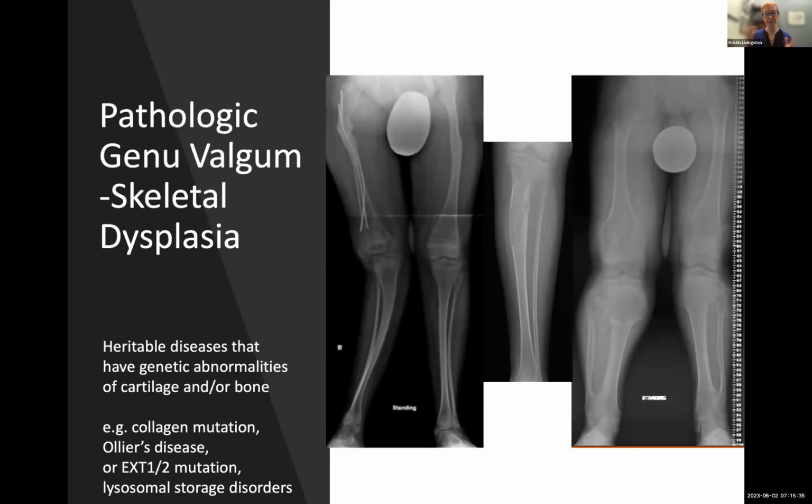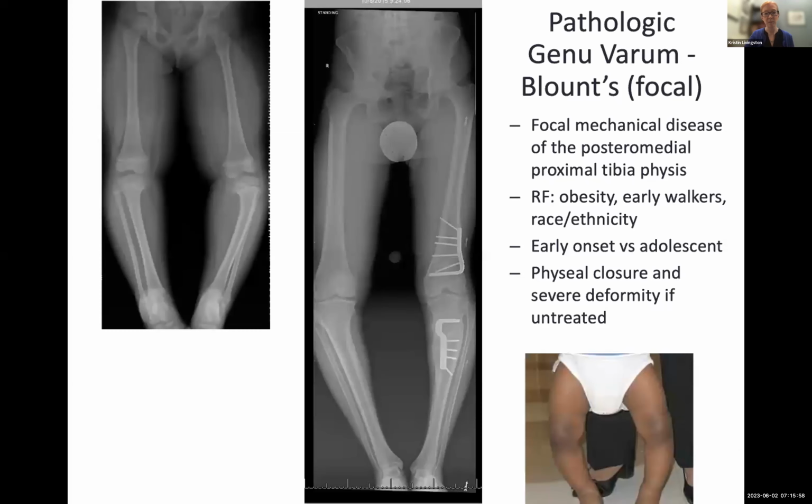So again, these are diffuse problems caused by inheritable diseases that have genetic abnormalities of the cartilage and/or bone. So these are some examples. On the left here, you have a patient with OI, in the middle, a patient with Ollier's disease, and on the right side, a patient with multiple hereditary exostoses. So all of these can often lead to coronal plane abnormalities as well.